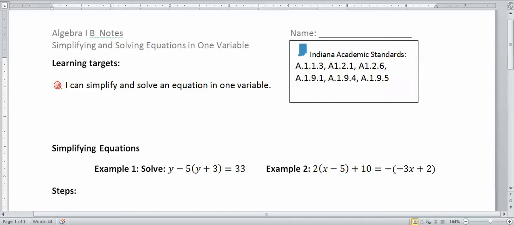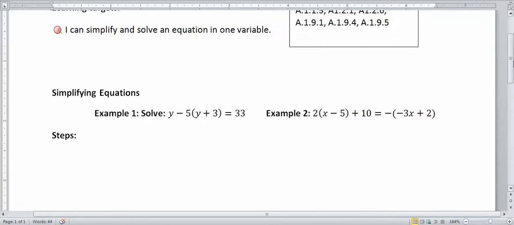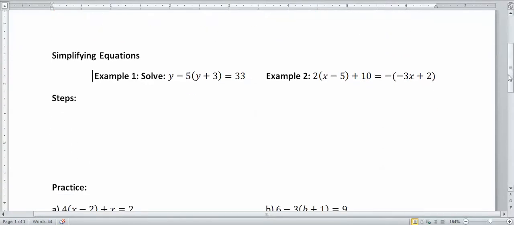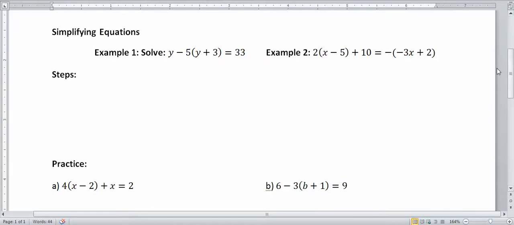Okay, so today we're going to expand on solving equations in one variable by adding in a step. Not only are we going to have to solve an equation, but we're going to have to simplify before we do it. We've done maybe a little bit of this in previous lessons, but today we're going to hit it really hard. So what you need to do is a two-step process.